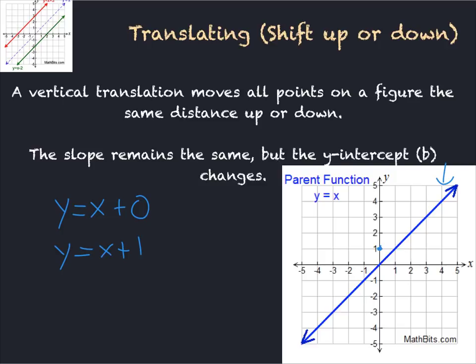Is my slope different? No. It would still be 1: rise 1, run 1, rise 1, run 1. My slope remains the same, and make sure you write this down in your notes, but I would have shifted it up 1. So how do we shift the line up or down? All we need to do is change the y-intercept, right?